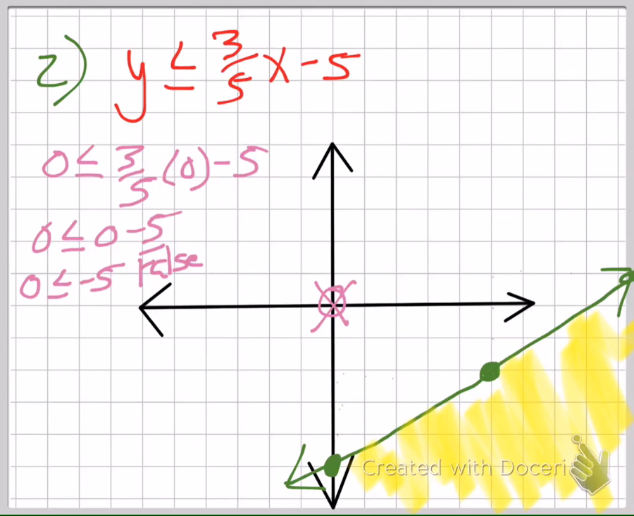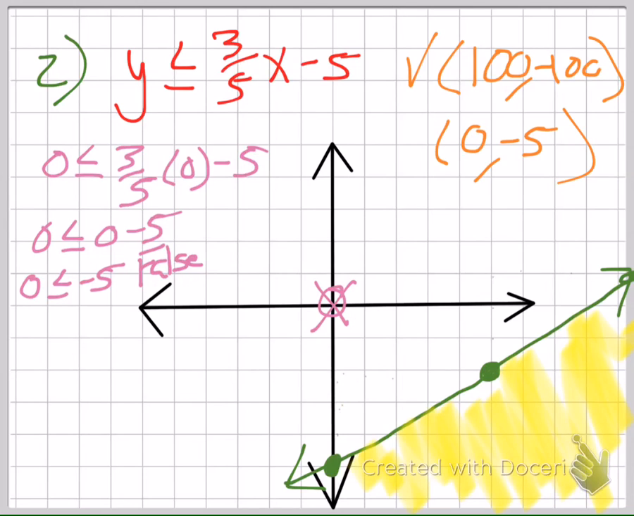Okay. So again, just looking at the graph, what if I asked for the point 100, negative 100? Without doing the math, is that going to be a solution? Yeah, it would be, right? Because it would be way over here to the right and way down. Okay. What about the point 0, negative 5? Is it a solution to this? X is 0, y is negative 5. Well, that's this point right here. It's on the boundary line.